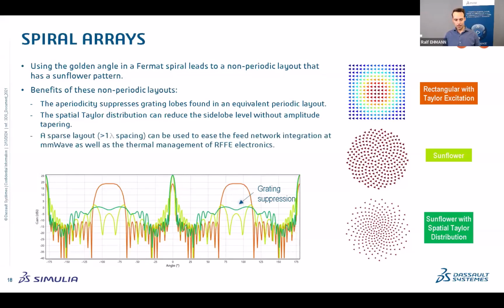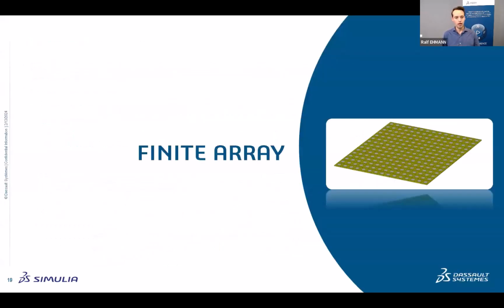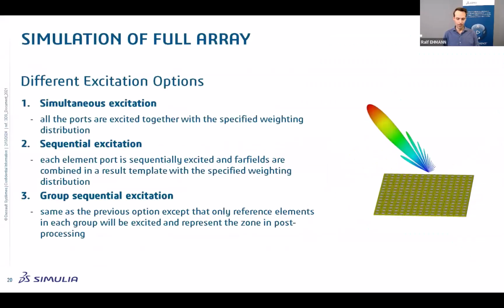But again, the nice thing is, even though you're talking about more than half a wave, more than one wavelength spacing, the point is that when you're working at millimeter wave, things get very small, and it gets increasingly tough to integrate feed networks or manage the thermal properties between the front-end electronics, and that's also where these layouts get very interesting and useful. Okay, let's move to the finite arrays, then coming back to the array task and what is offered there once you have decided on your layout.